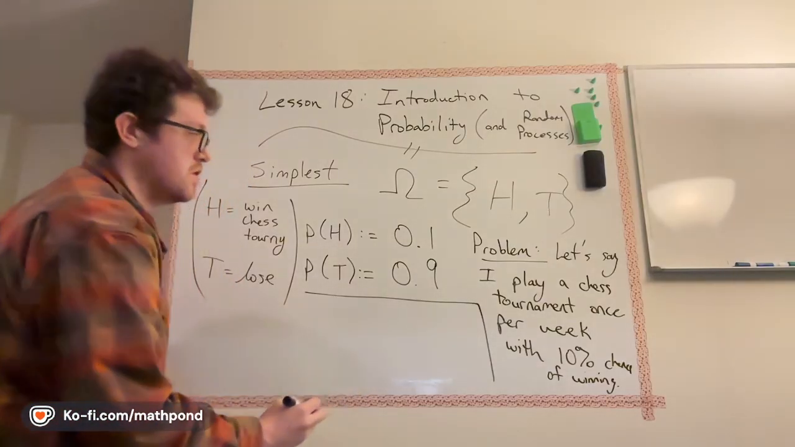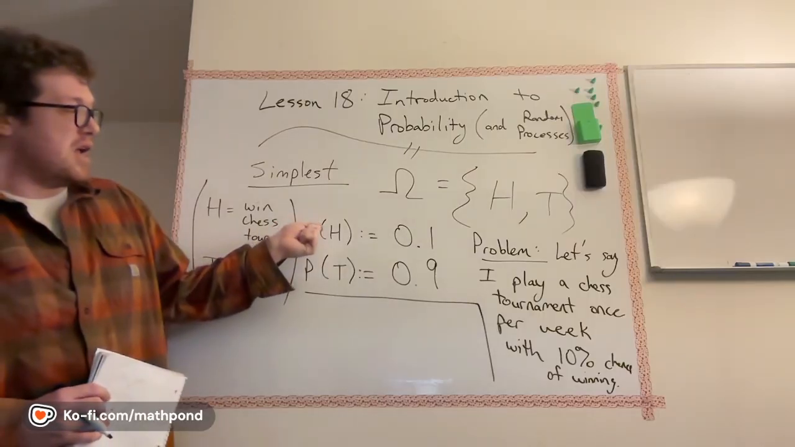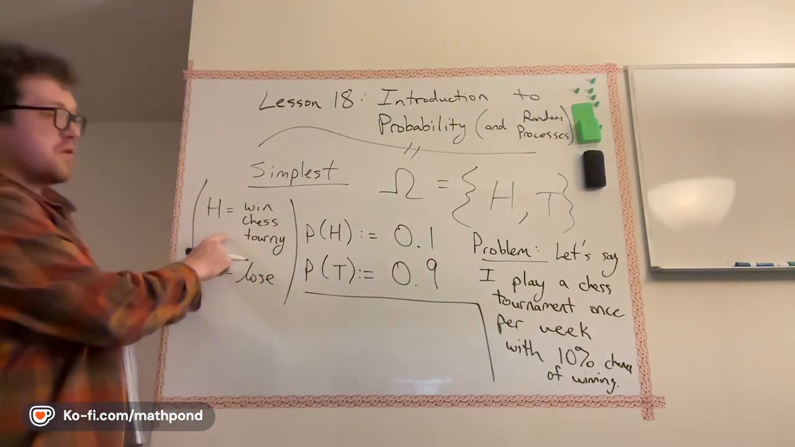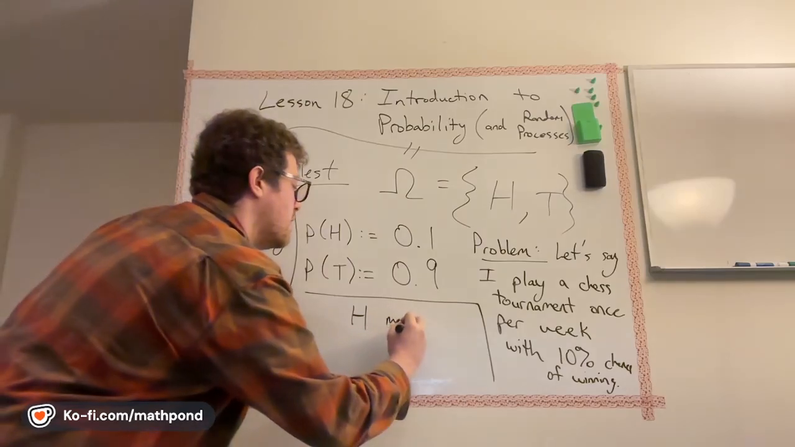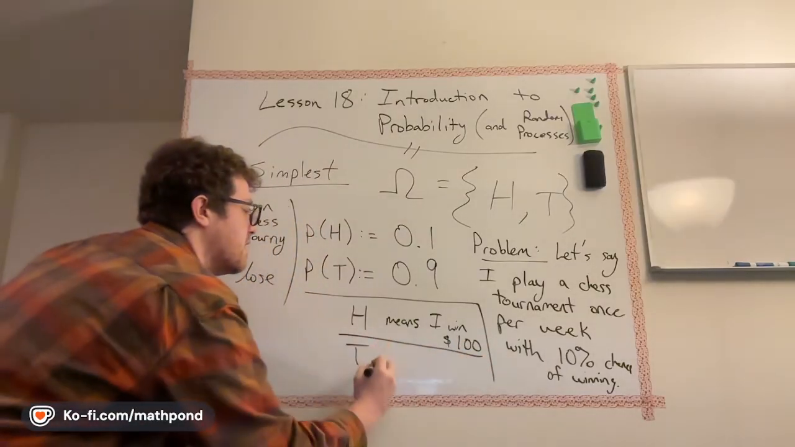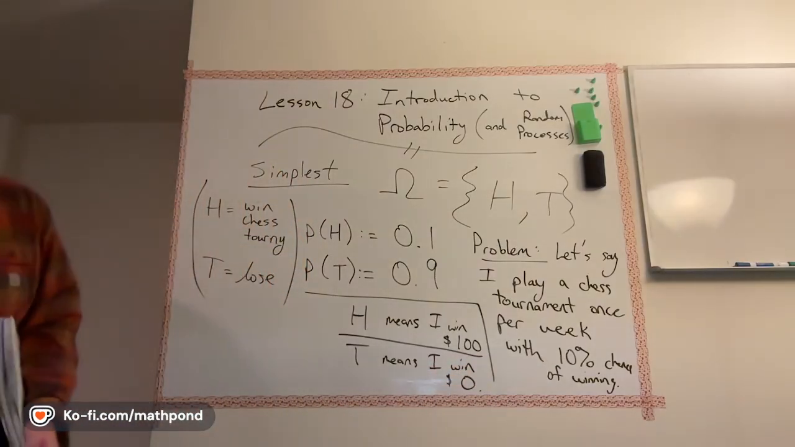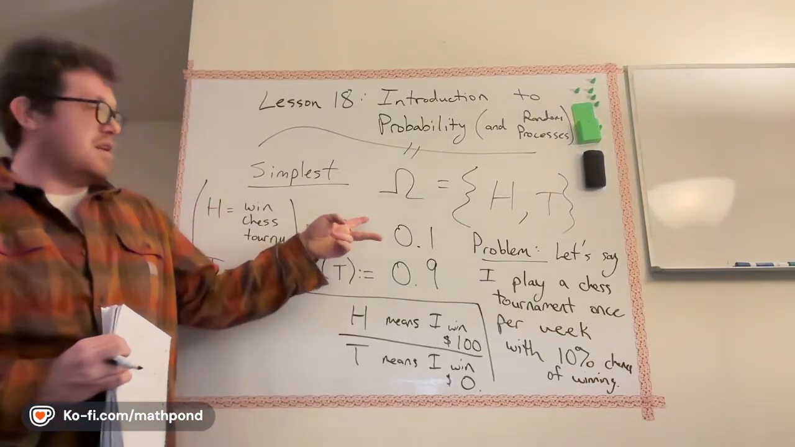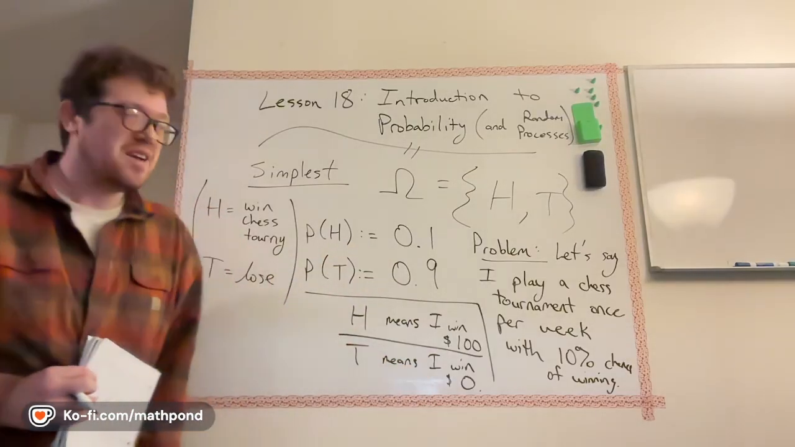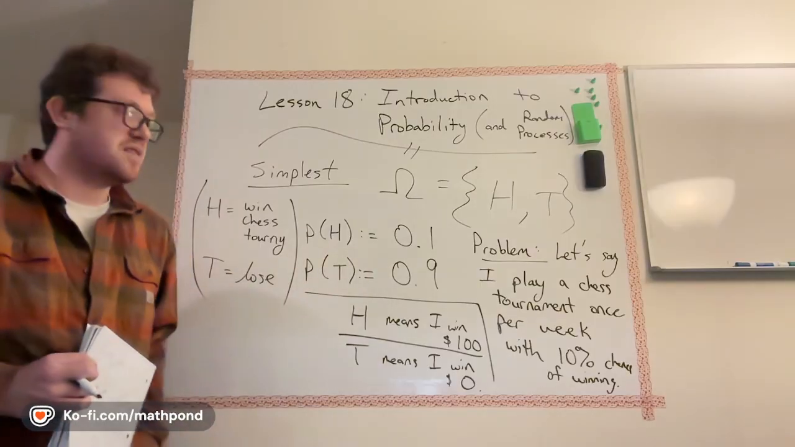So usually the setup is you have some sample space with a probability distribution, and then you want to assign values in the event of either event happening. In this case, if I win the chess tournament, I win $100, and tails means I win nothing. So this is a binary event. Either I have a 10% chance I win $100, or a 90% chance I win $0 and I go home sad. But I play every week, so we want to know. I'll get to that in a second, but this is basically the setup.